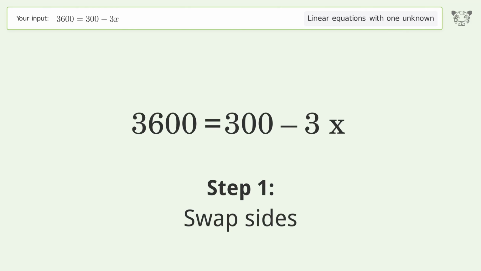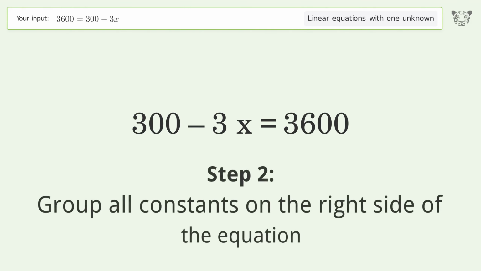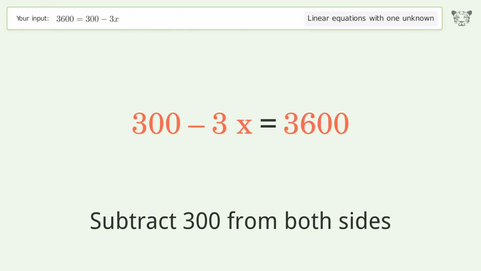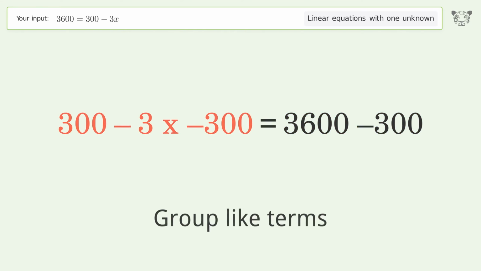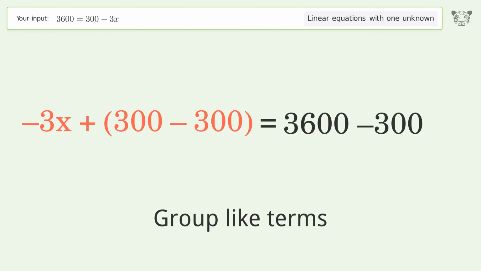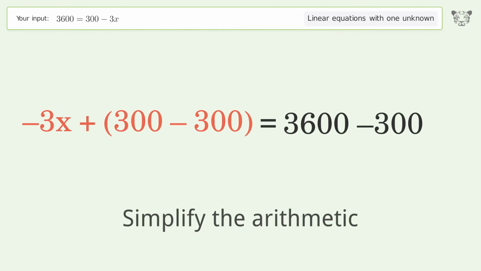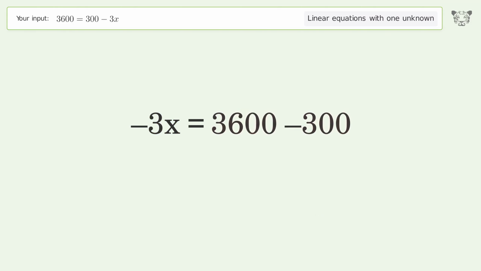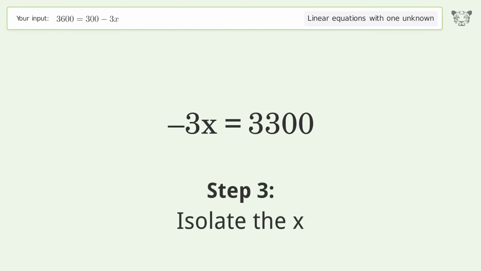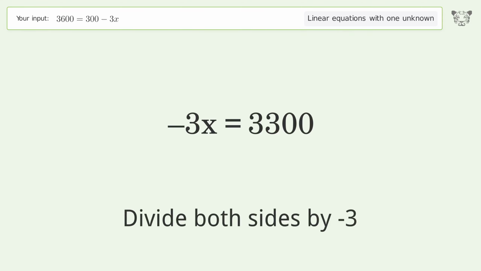Swap sides. Group all constants on the right side of the equation. Subtract 300 from both sides. Group like terms. Simplify the arithmetic. Isolate the x. Divide both sides by negative 3.